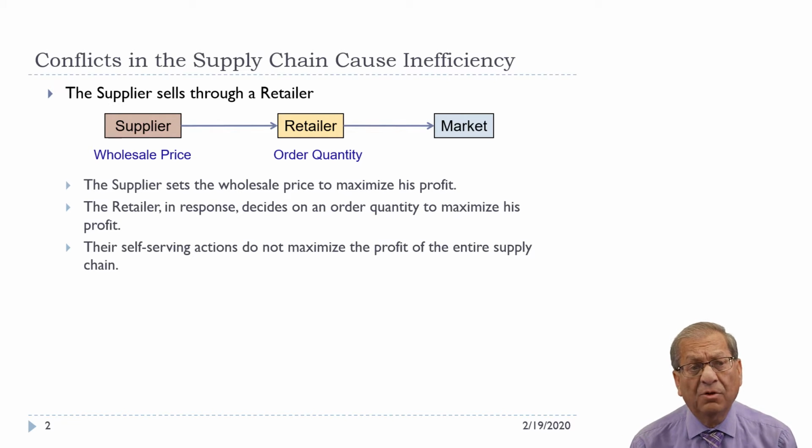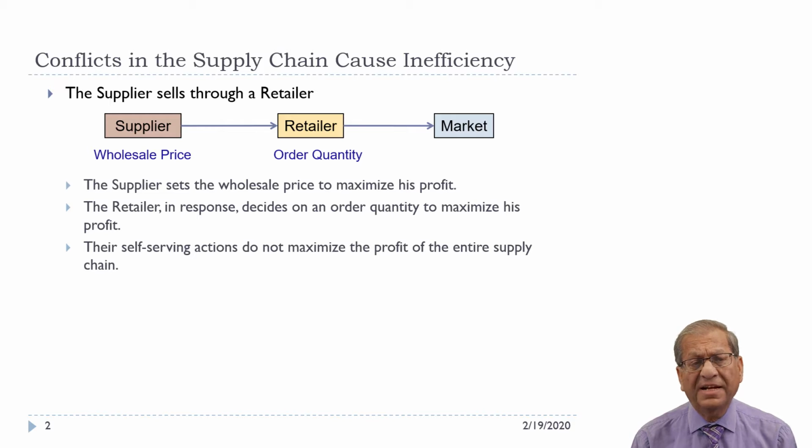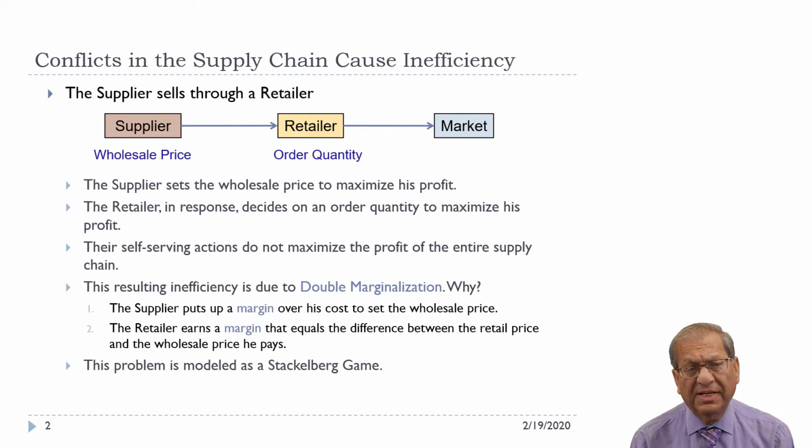The supplier sets the wholesale price to maximize his profit. The retailer responds by deciding an order quantity, and he does that so as to maximize his profit. As you can see, both maximize their own profits respectively. However, their self-serving actions do not maximize the total profit of the entire supply chain. What happens is there is an inefficiency due to this decentralization, which we call double marginalization.